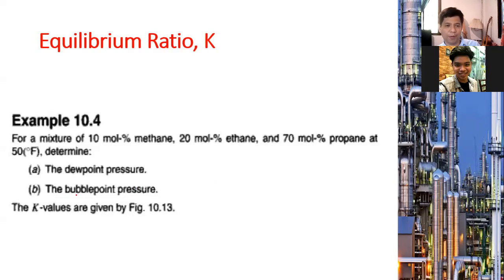Ito naman, so pag bubble point naman, so liquid siya. So, ibig sabihin, itong 10 mole percent methane, ano yan? X yan. Concentration yan sa liquid. Dito sa letter B. Ganun na lang. Tapos magta-trial and error din tayo. Hanapin natin yung bubble point pressure.